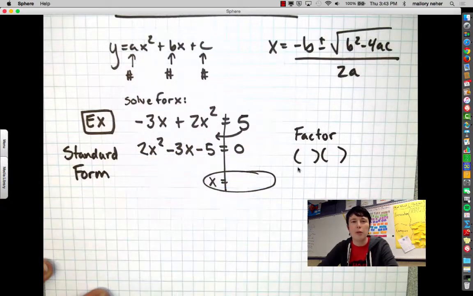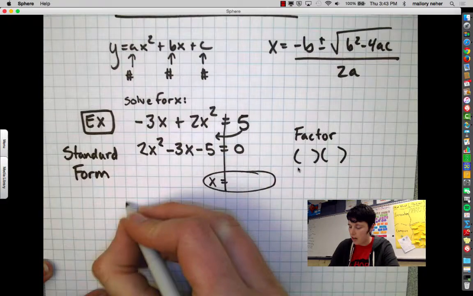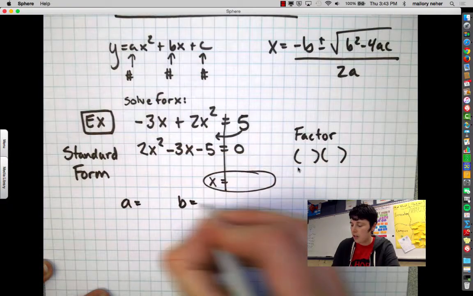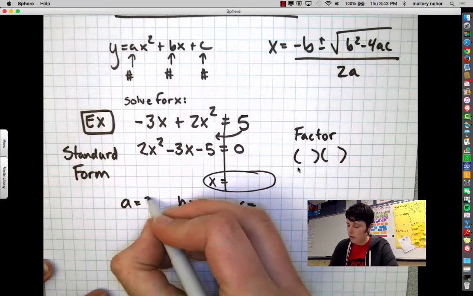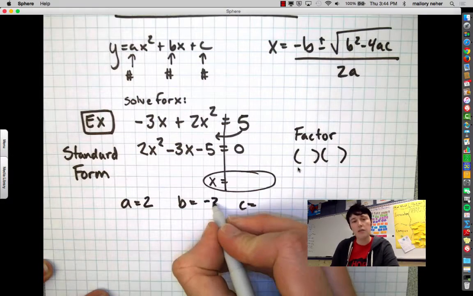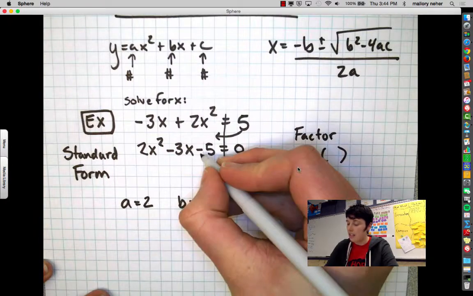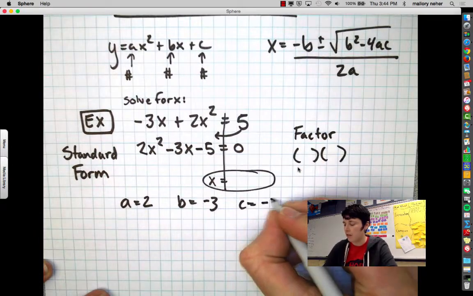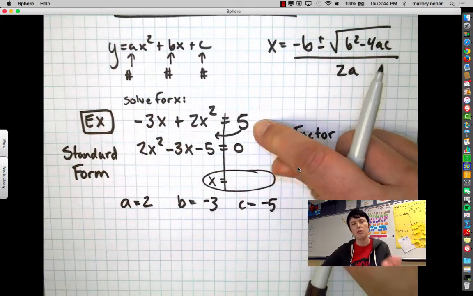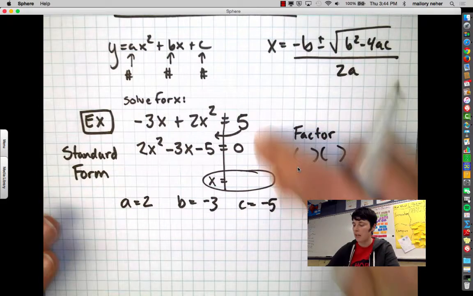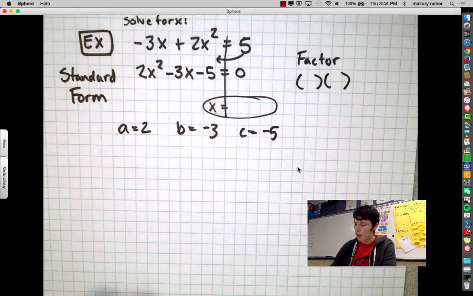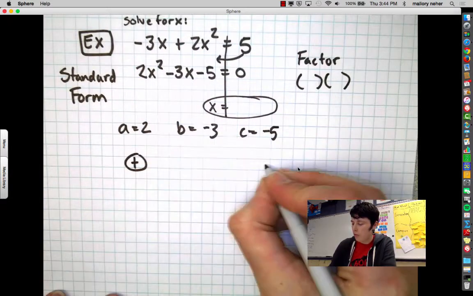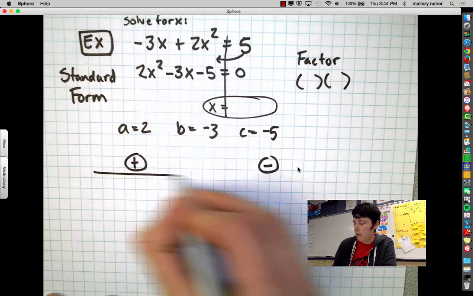And that's really important. You've got to pay very close attention so that you can identify what your a equals, your b equals, and your c equals. And now that I've fixed this up, I see a is 2, b is the negative 3, and c is the negative 5. It's not a positive 5. I had to flip it over to the other side of the equal sign. It's a minus 5. But once I track that down and figure that out, I'm ready to solve for my two roots, my two x-intercepts.